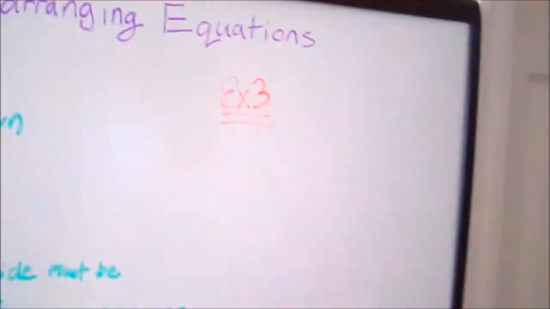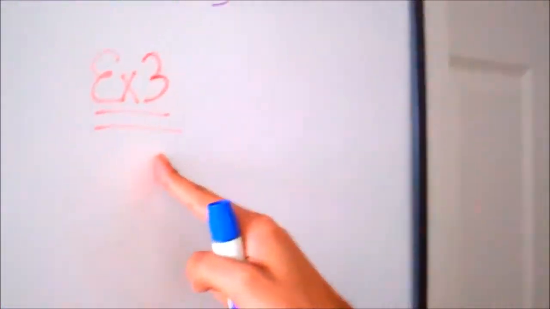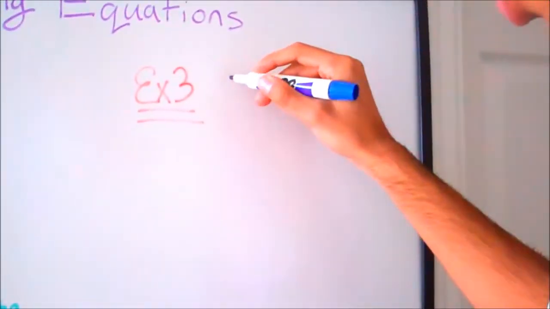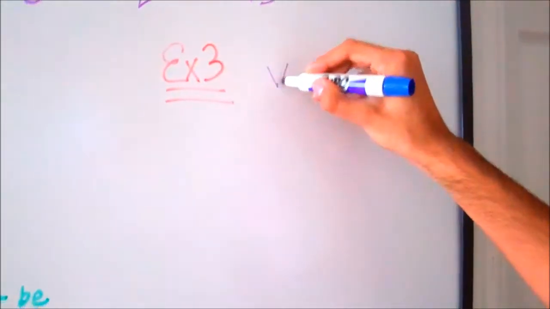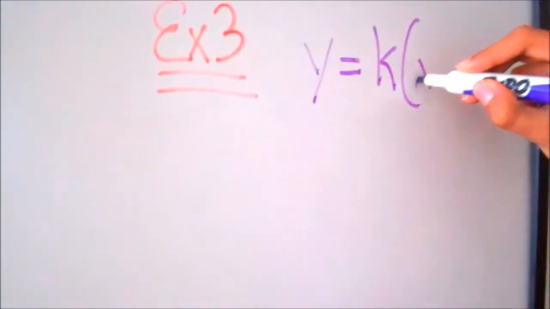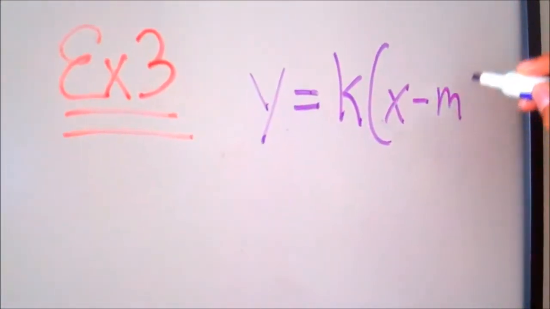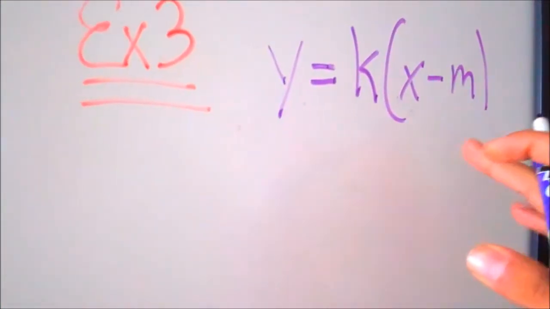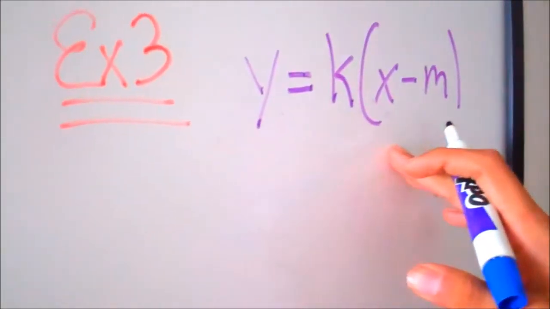Hello, and welcome to example number 3 of rearranging equations. In this one, we will experiment with brackets. So, our equation will be y equals k x minus m, and we will be isolating for the variable x.